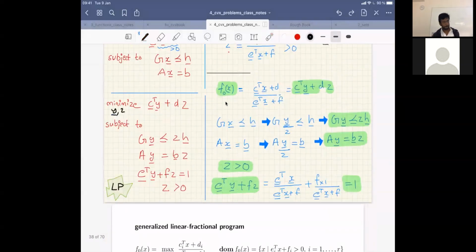Okay. So what is this now? The interesting thing is this is an LP. Everything is in the form that we want. This is an LP. Yeah. So this will give X.